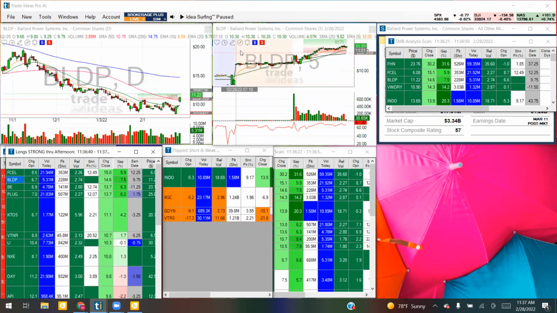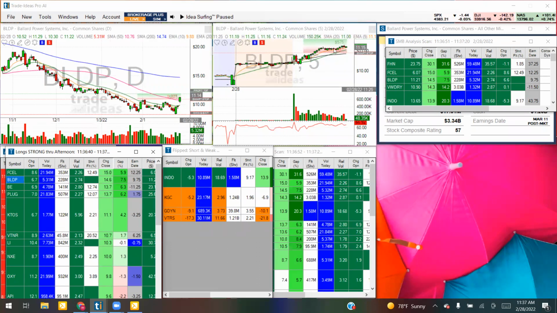Same thing with Ballard Power System, BLTP. Trends up in the morning. It's appearing on a long and strong afternoon scan. It's consolidating. We wait for volume to start picking up. We make sure RSI is not above 70, 75, which it isn't.